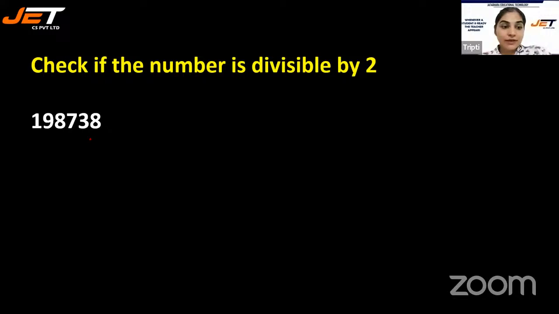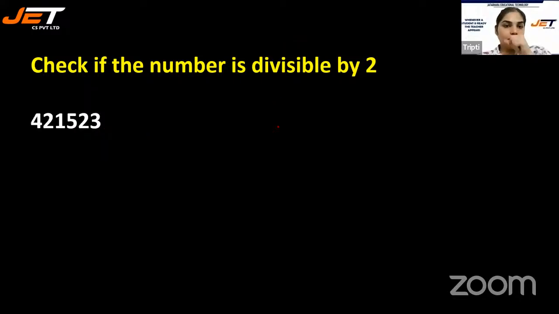Now, if I talk about the next one, like this is the number. Is this divisible by 2? Let's see. You don't need to divide the entire number and check. You just need to see the last digit, the ones place. If the ones place is even, that means the entire number is divisible by 2. Okay. Yes, this is divisible by 2.